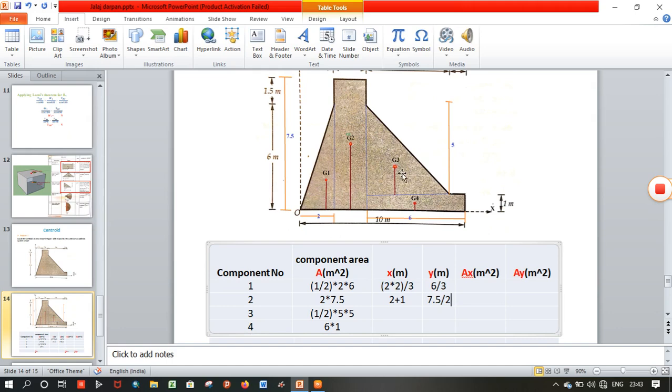Now come to the third geometrical component. So the third geometrical component is here.